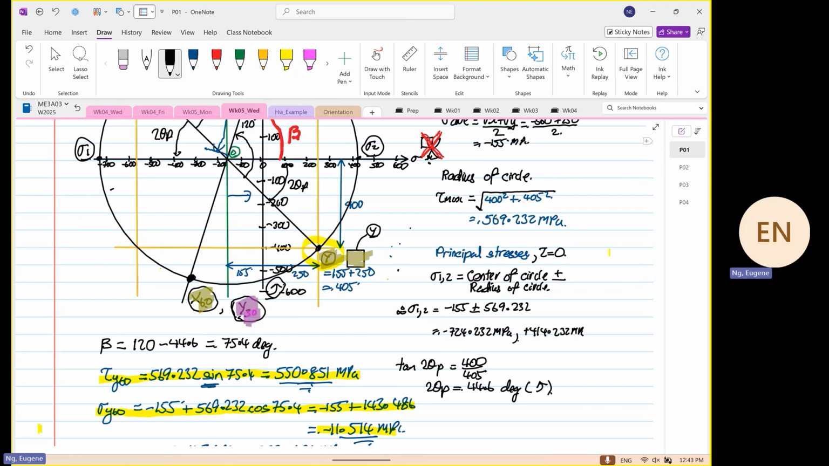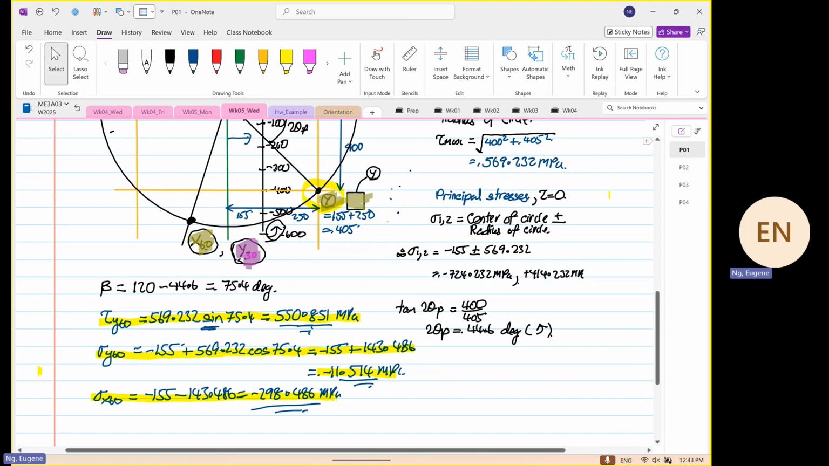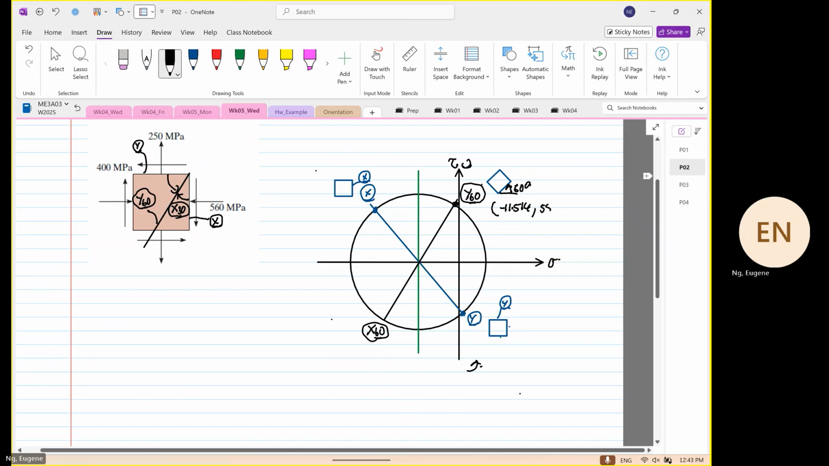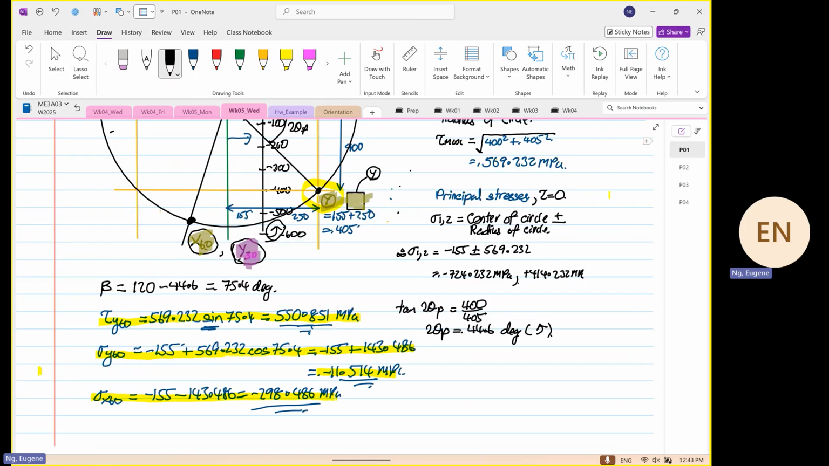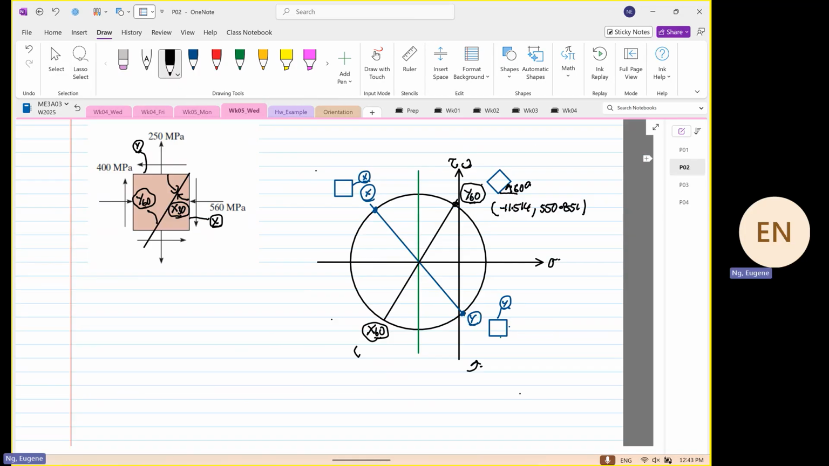And then we are aware that the shear is 550.851. On the other side, we know that it is equal to minus 298.486 and minus 550.851.